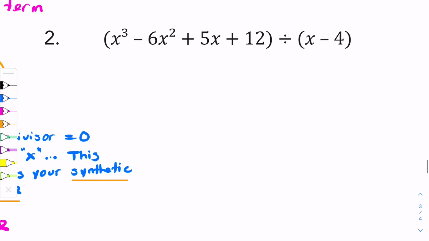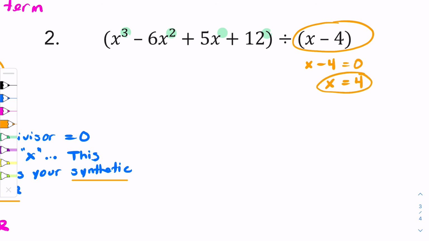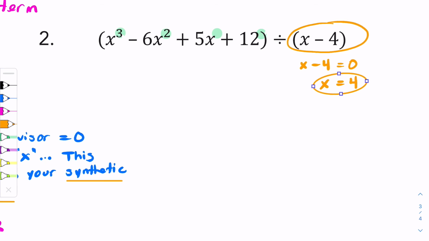All right, let's go through number 2 a little bit faster so you can see that this process actually is quicker than long division. First, we're checking for standard form. We have 3, 2, 1, 0. We're good with standard form. Next, we're finding our synthetic divisor. Currently, we have x minus 4. Set this equal to 0. We get x equals positive 4. There's your synthetic divisor. Recall that your synthetic divisor is going to go outside of the little symbol or the little box that we make. I could just put a box around it. Let's do that.